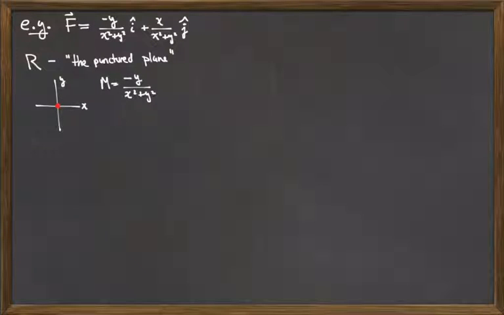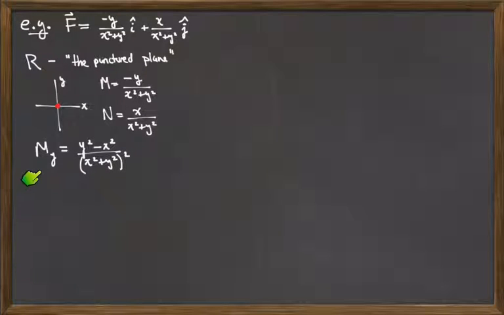M is minus y over x squared plus y squared. N is x over x squared plus y squared. And I'm going to test whether or not we think it's conservative by looking at the curl of the field. So remember, to do that, you calculate the partial derivatives with respect to the opposing variable. In this case I need to do the partial of M with respect to y.